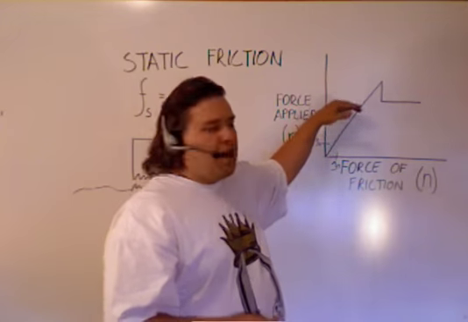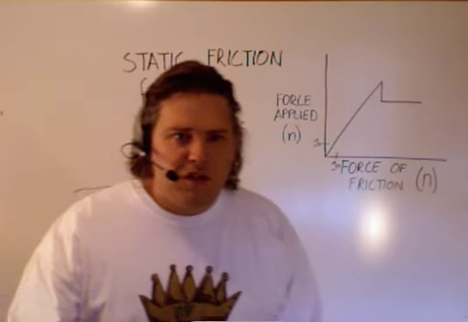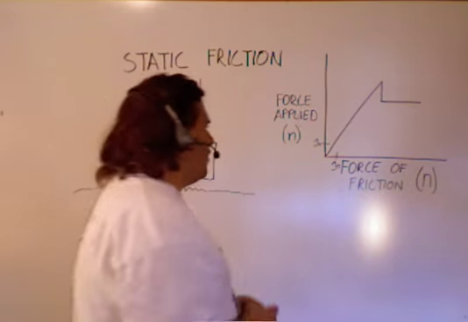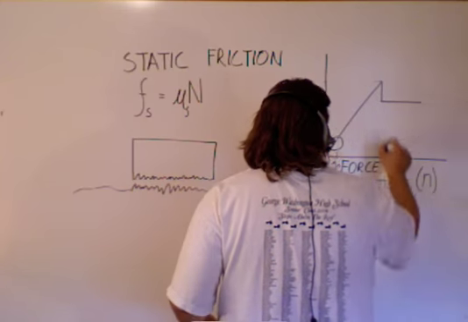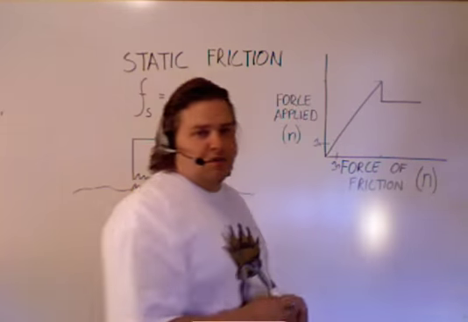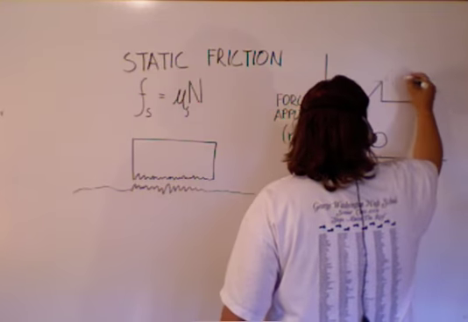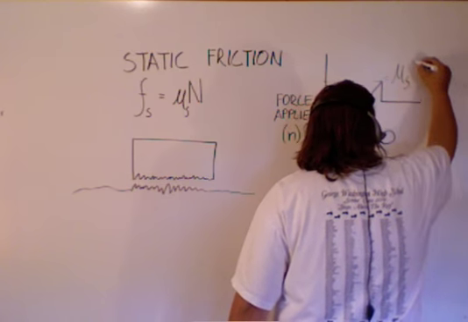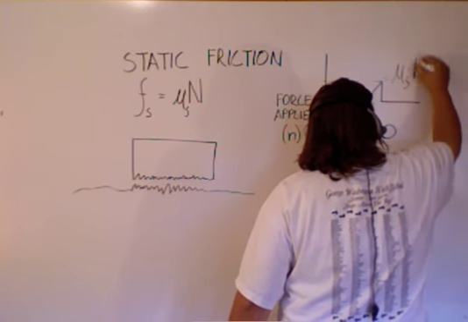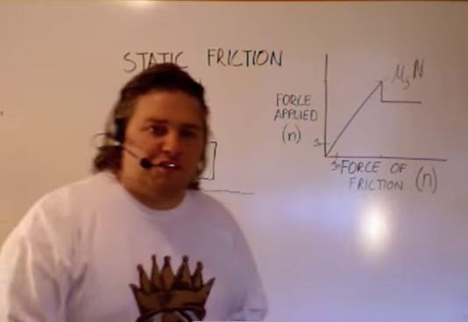If it goes up to 10 and it still doesn't move, that means that the force of friction, the static friction, is responding at 10. But what is interesting is this point right here. This is the point in which the object starts to move. That point right here is saying that the force of friction is exactly the value of mu static times the normal. That's the maximum value that you can achieve with static friction.